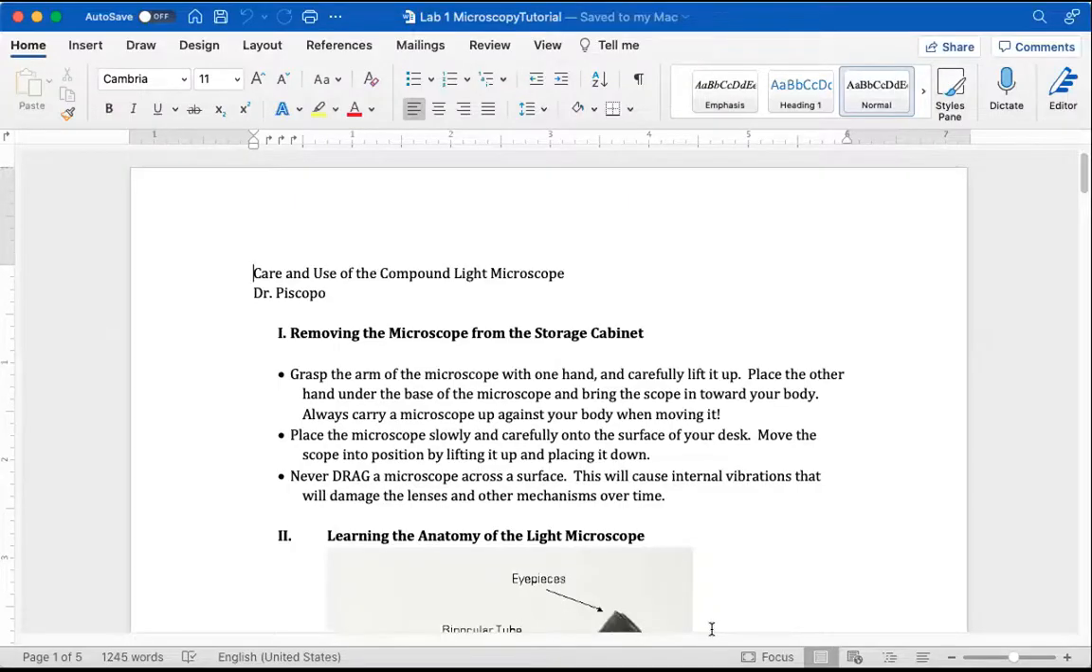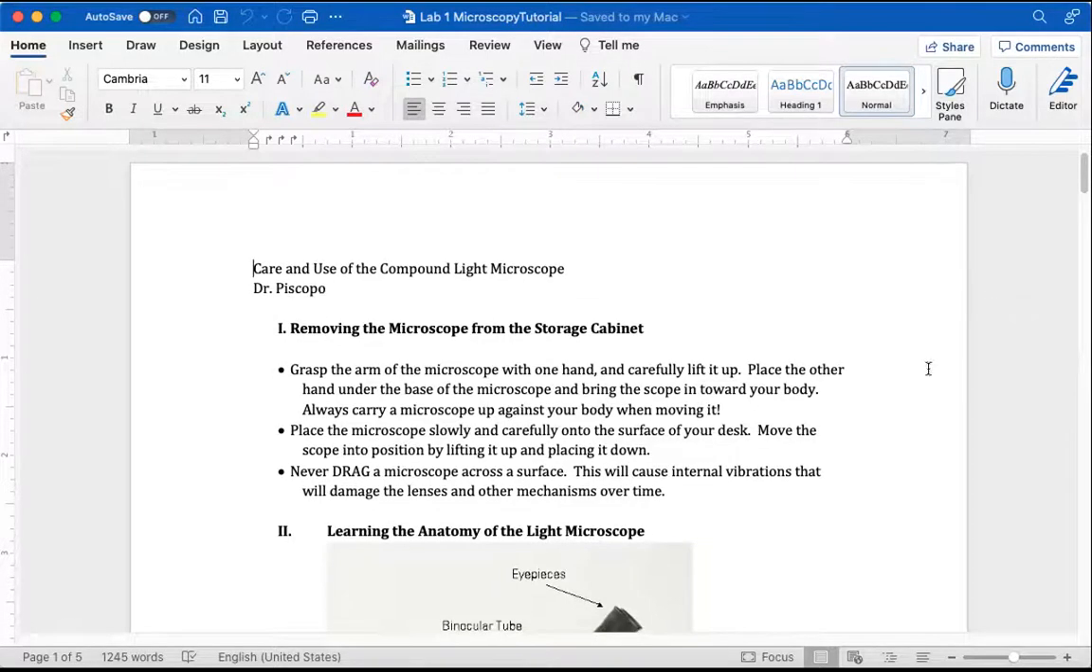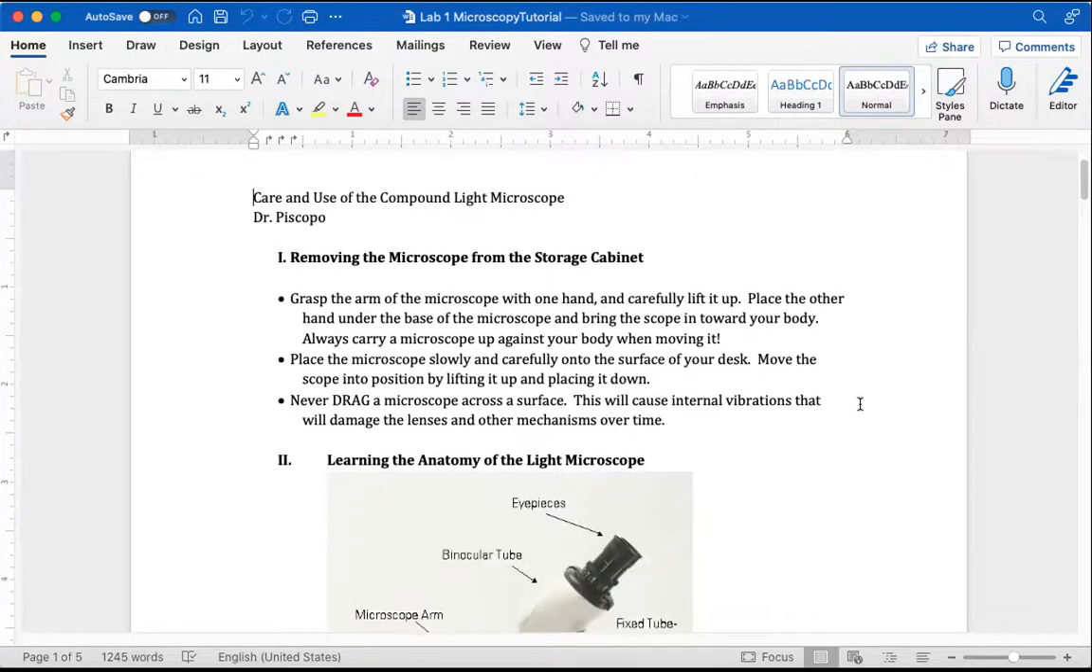So let's take a look at this for just a minute. Here it is. So you should be seeing the handout on your screen now. You can see the first thing talks about removing the microscope from the cabinet. Again, if you don't have experience with this, you might just grab the microscope and not give it a lot of thought. But microscopes are very unwieldy. Their weight is not distributed evenly.